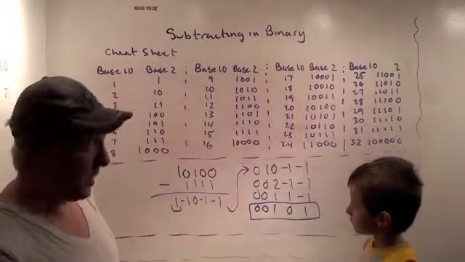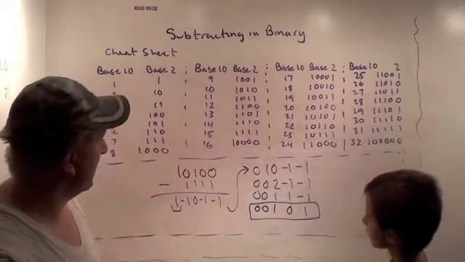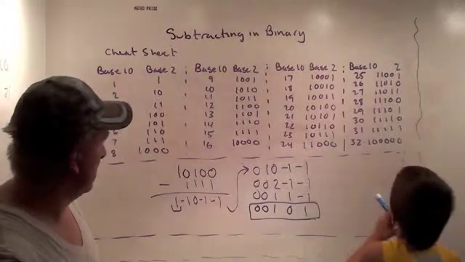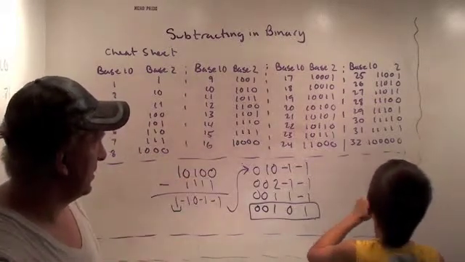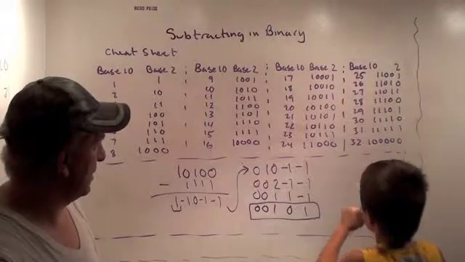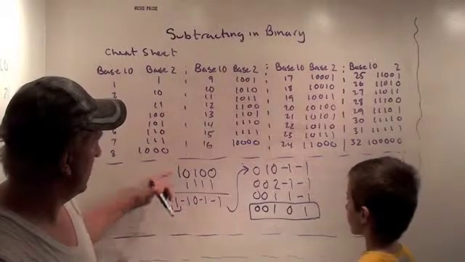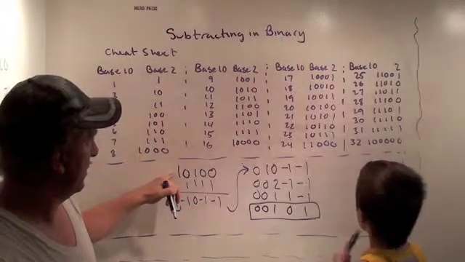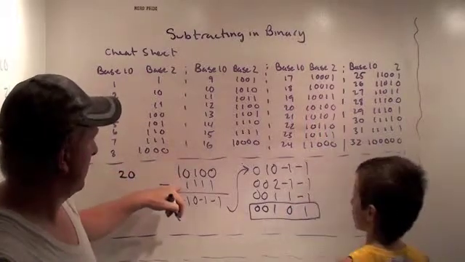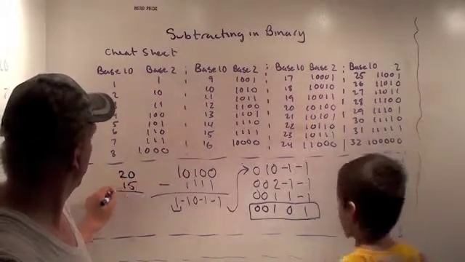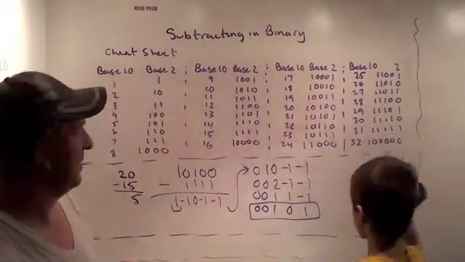So let's see. I hope we did it right. What's 1, 0, 1, 0, 0? Can you find that in the cheat sheet? I found 1, 0, 1, 1, 1, but that's not it. No, 1, 0, 1, 0, 0. This one, 20. And then that's 15. So then what should this be? 5. So 20 minus 15 should be 5. And is 1, 0, 1 5? Yep, it sure is.